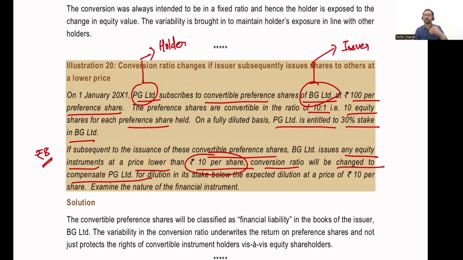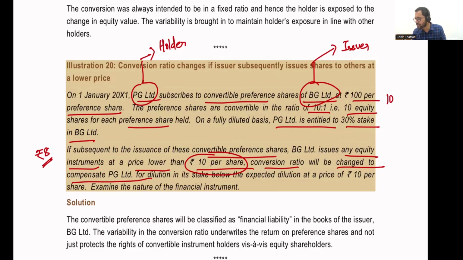All right. So in a circumstance where PG Limited is issuing shares in the market at a price which is less than 10, what we are telling PG Limited is, don't worry, you will not be at a loss, because we will change the conversion ratio. We will increase the conversion ratio.